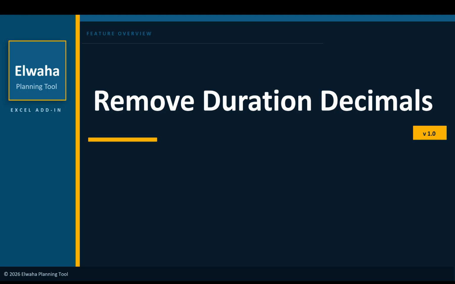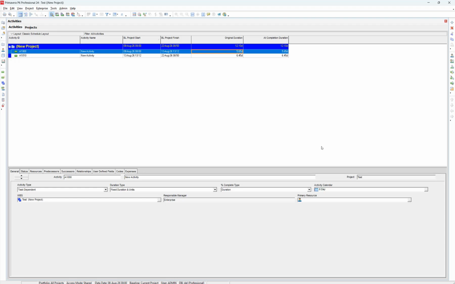In this video, I will talk to you about how to remove the decimal from the duration. You created the baseline, and after creating the baseline, for some reason, you changed the calendar or modified something, so fractions or decimal points appeared in the duration, as we will see. Here we have a simple baseline consisting of 2 activities, and you will notice that the duration here is 5.65, not a whole number 5.